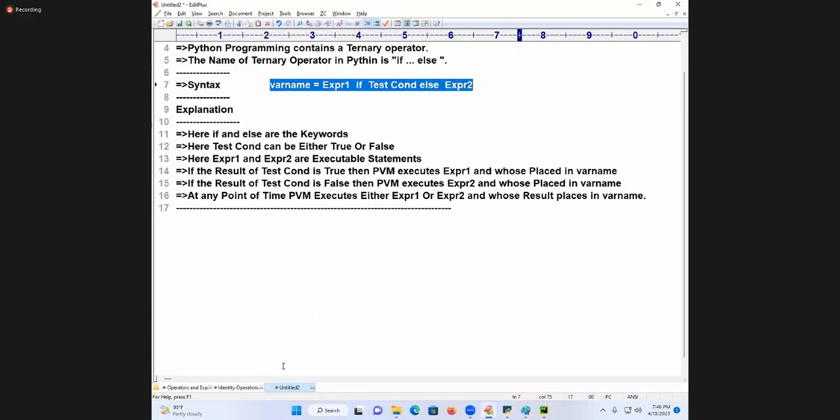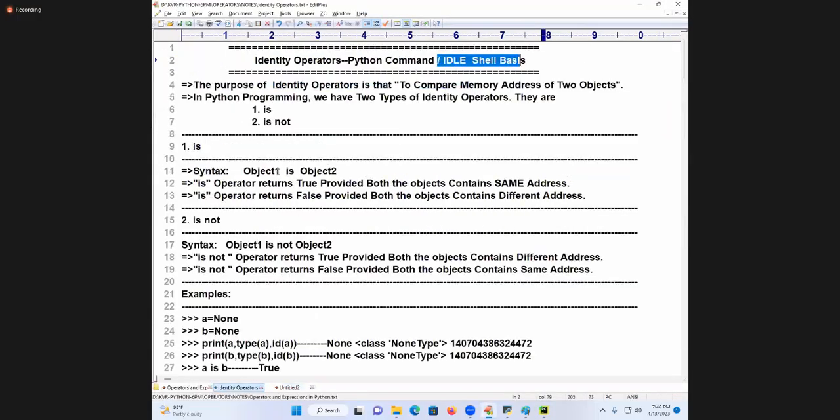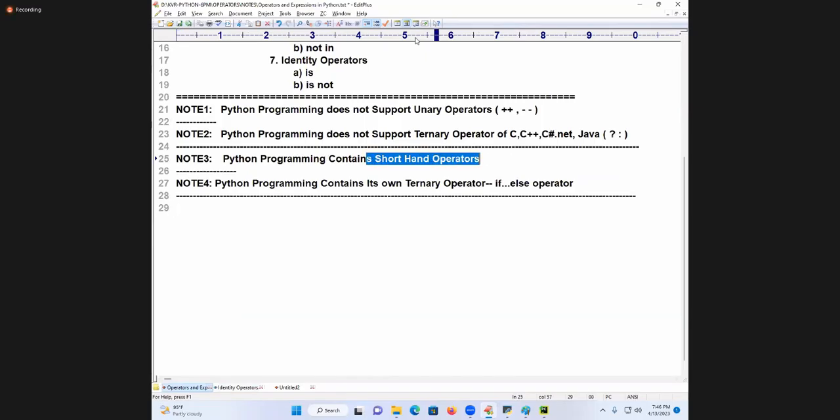Shorthand operator also I will complete in tomorrow's class. Shorthand operator is also there now. I'll complete that also. Okay, students, don't miss tomorrow's class. Important session. Thank you.